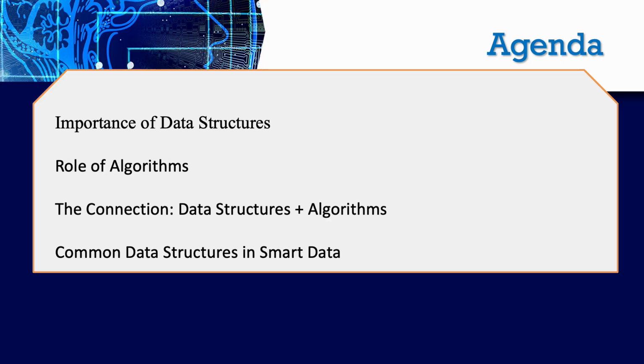So here is the roadmap for today's session. We will discuss the importance of data structures, then the role of algorithms, then how they work together, and common types of data structures used in real world smart applications, and finally current challenges and what the future holds for this world. So let's get started by understanding why data structures.